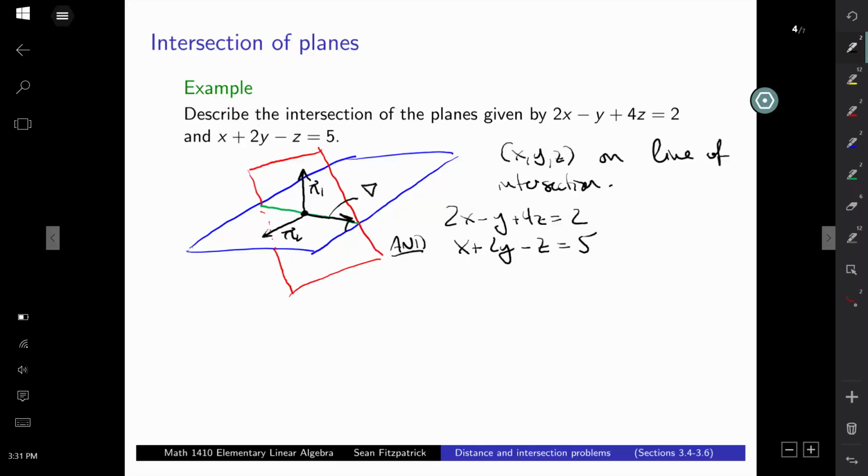So one of the ways I could do this is I could say, well, this v must be the cross product of the normal vectors, normal 1 crossed with normal 2. Fine, so normal 1 crossed with normal 2, that works. That gives me the direction vector. How do I actually find a point?